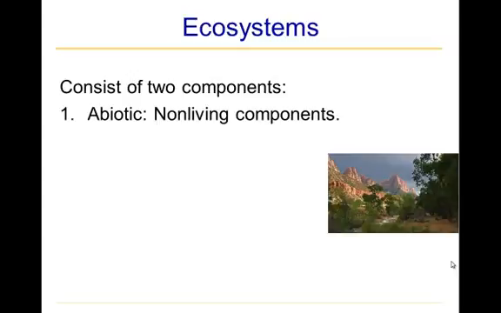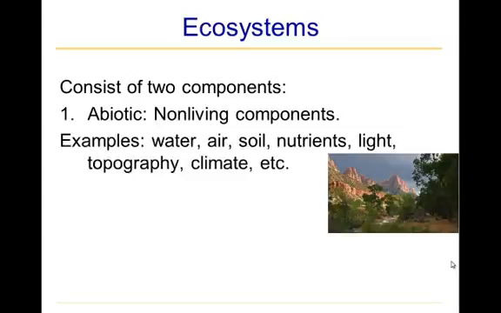Water, air, soil, nutrients, light, topography, climate, even disturbance, how frequently a major storm like a hurricane comes through and knocks trees down, or fire frequency. These are all important abiotic components of ecosystems.